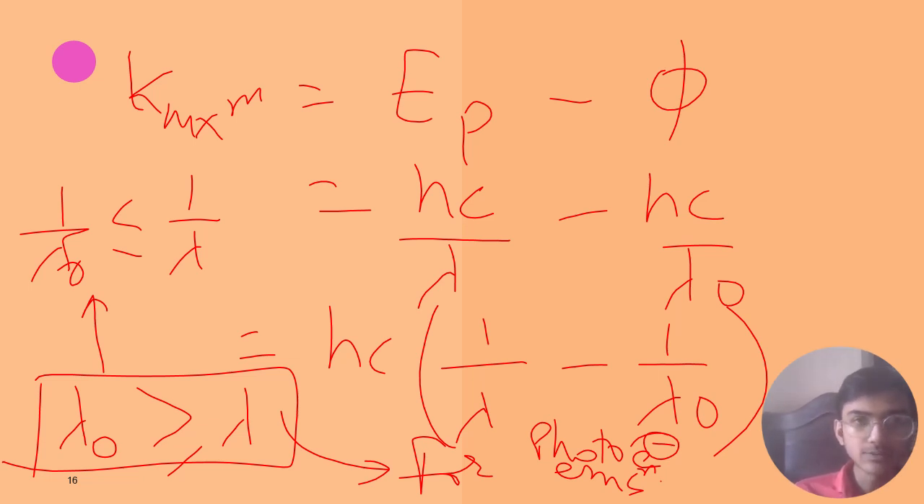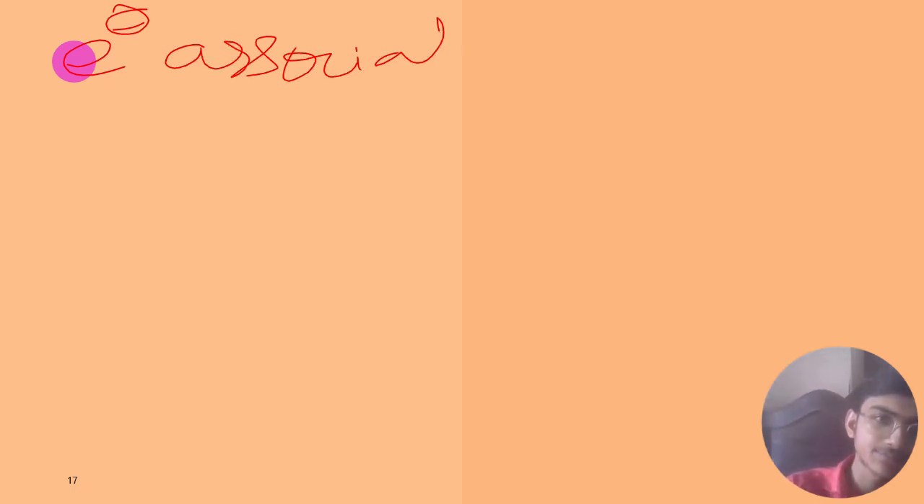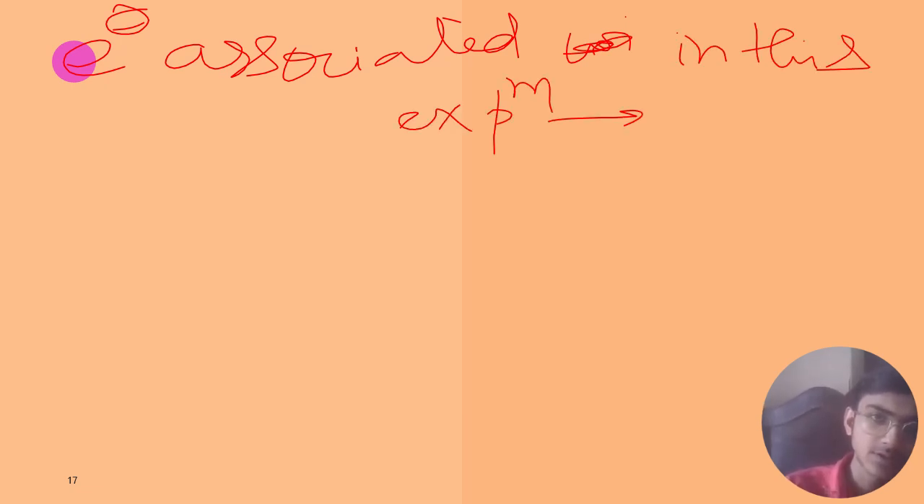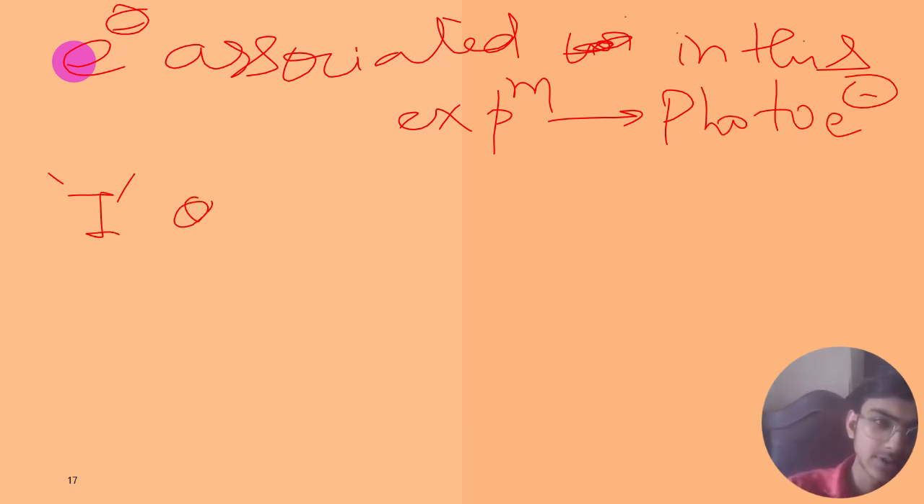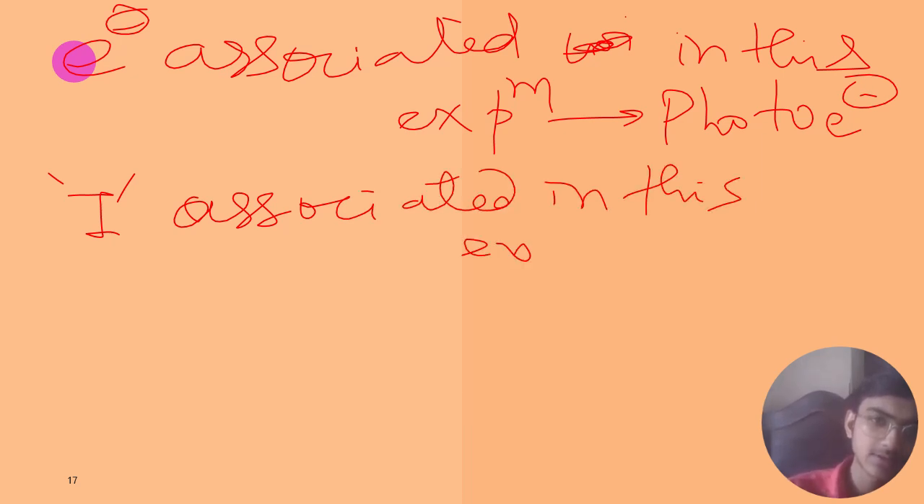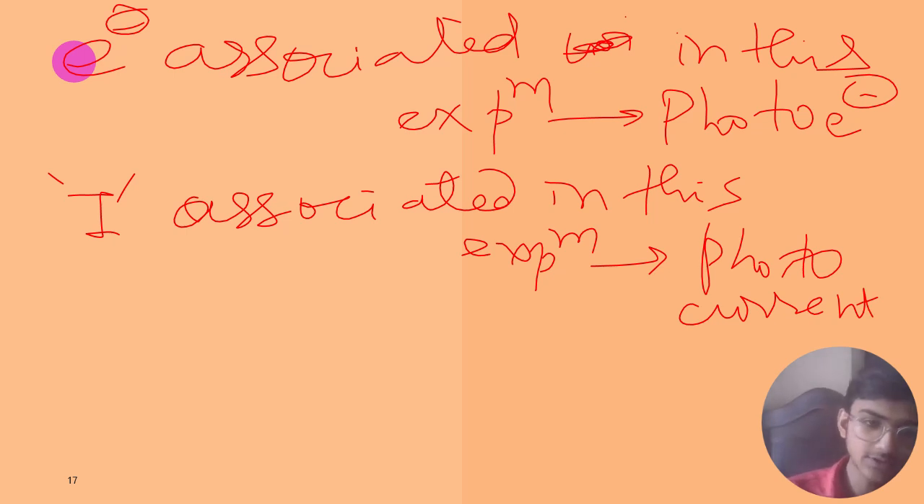Now we will have more discussion on this particular parameter, maximum kinetic energy. The electron current associated with this experiment is called photoelectric current, or photocurrent. These are the two things.